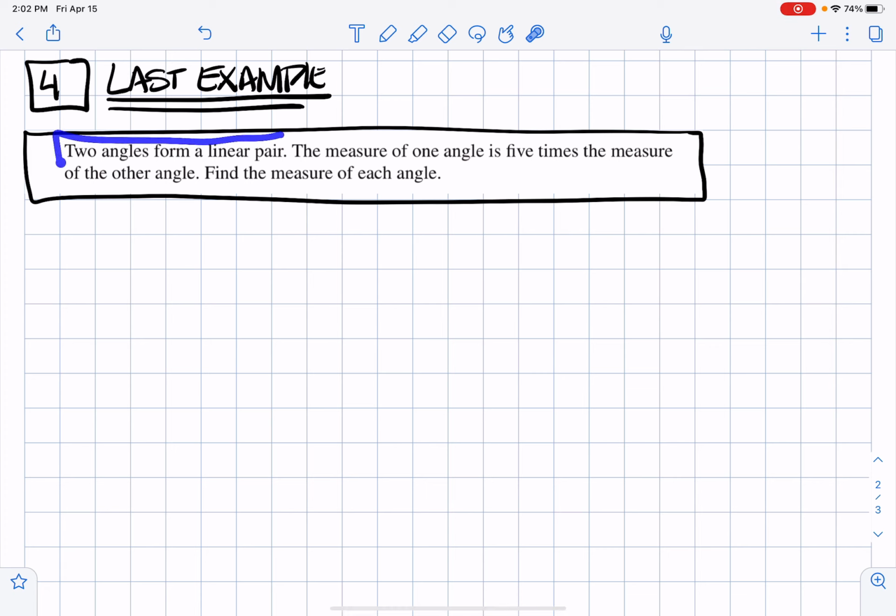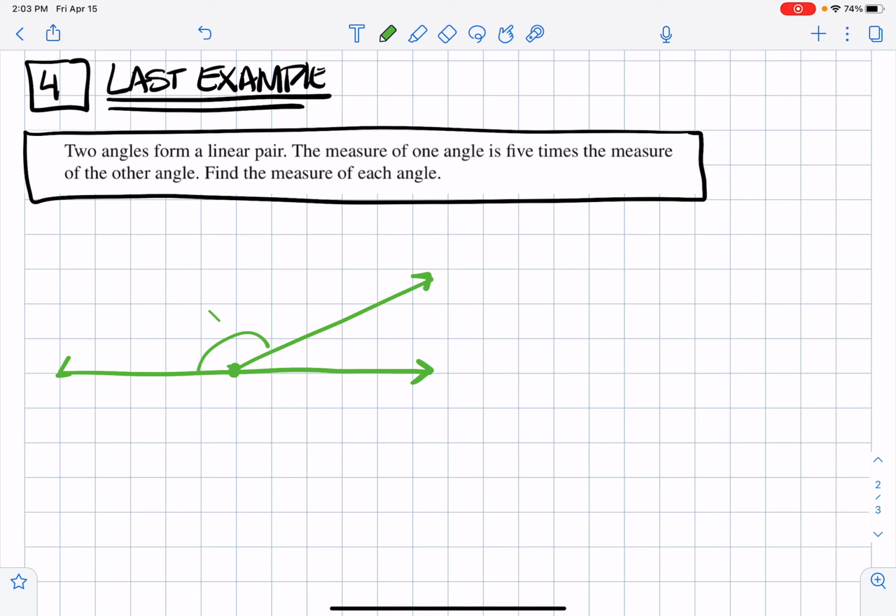So let's go back to this. Okay, two angles form a linear pair. So what we can say is that means I've got a line, and then I've got the breaking of a line here, and I'll call this one angle 1, for example, and I'll call this one angle 2, all right? So there's angle 1 and there's angle 2. So both of them together form a linear pair. Then it says the measure of one angle is 5 times the measure of the other angle. So what that is saying is, let's call this angle x degrees. That means this angle is 5x degrees, because it's 5 times more. So that's what that means. So 5 times the other angle. Find the measure of each angle.